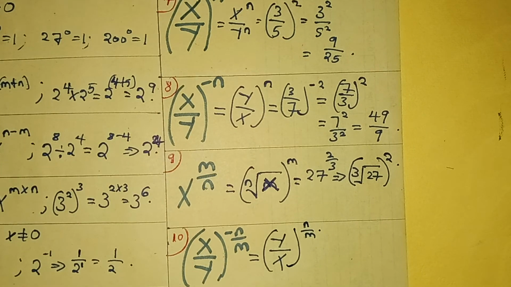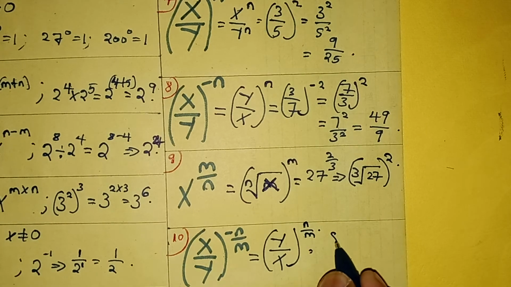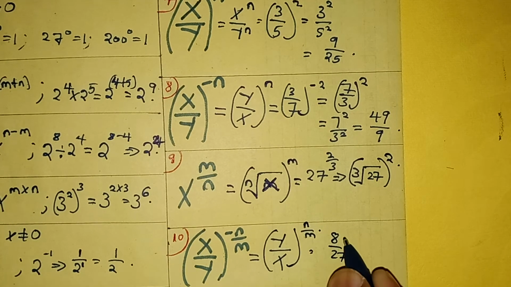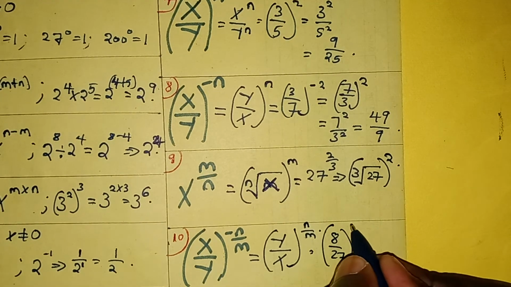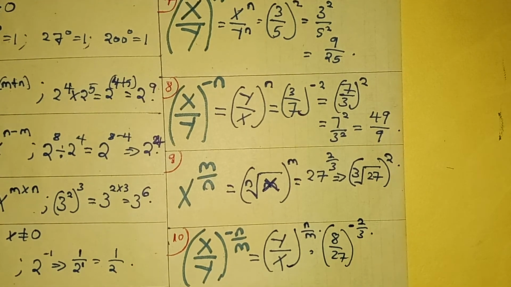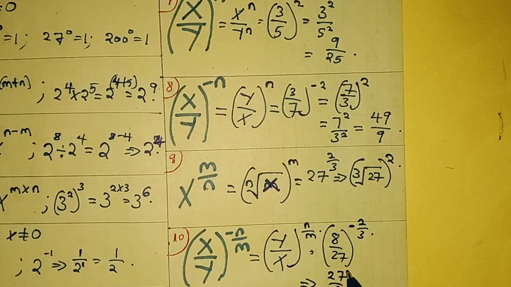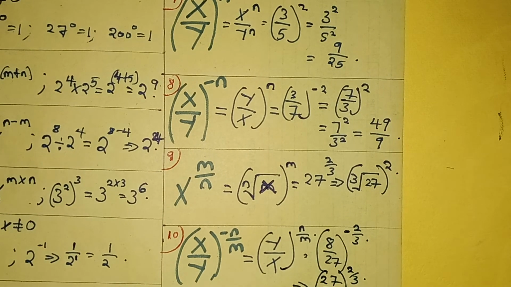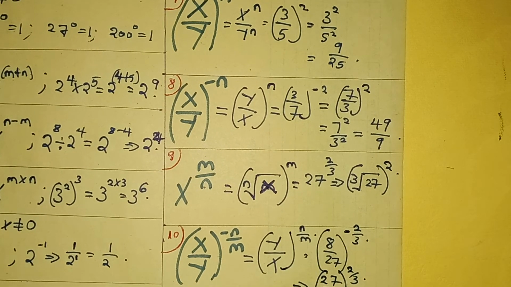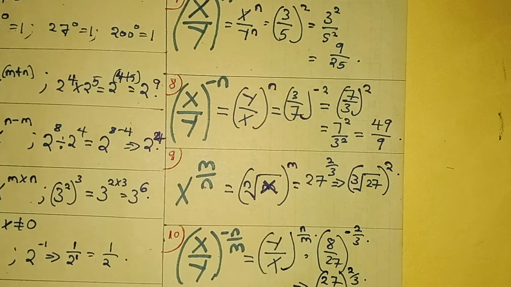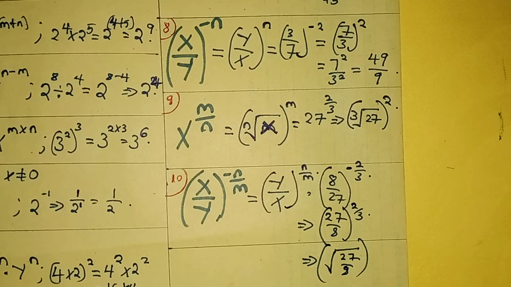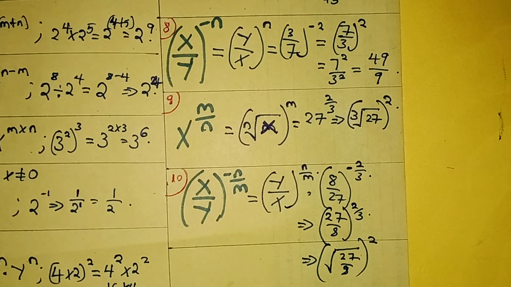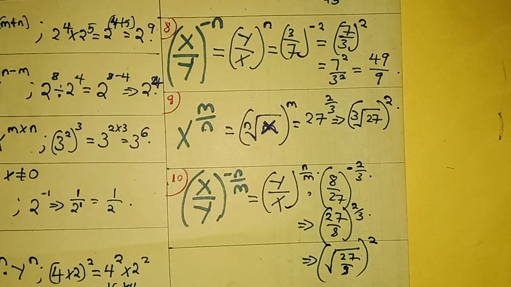So the example here can be 8 over 27, power negative 2 over 3. It will be 27 over 8, power positive 2 over 3, which is the cube root of 27 over 8, then squared. We will get 9 over 4.